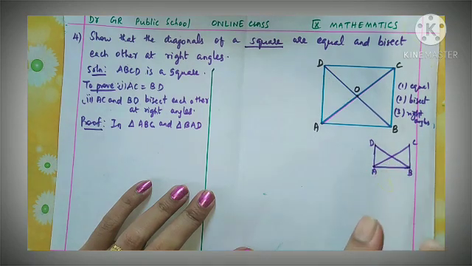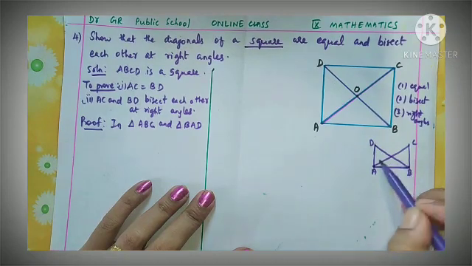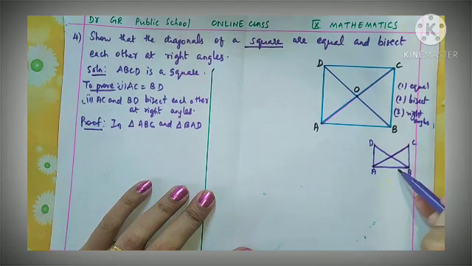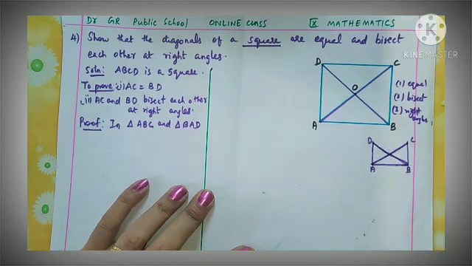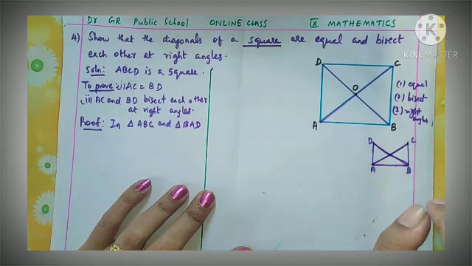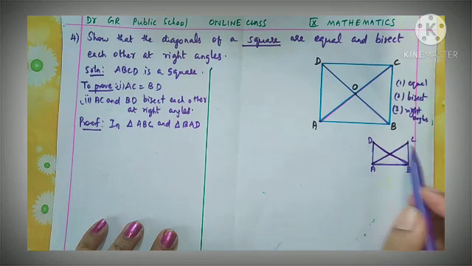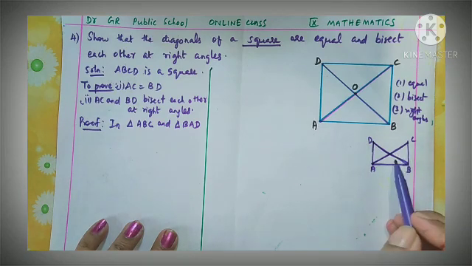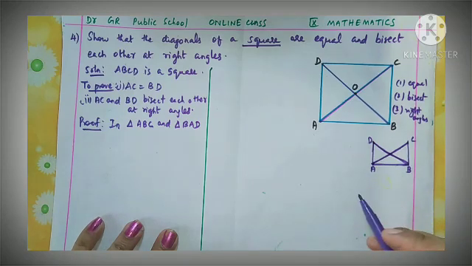What is our aim? First we want to prove the diagonals are equal. Here you see AC and BD are the diagonals, and in these two triangles that we have taken now, AC is the side of this triangle and BD is the side of this triangle. So if you prove these two triangles are congruent, then easily we can say AC is equal to BD. So that we will get the first answer. Our aim is to prove these two triangles are congruent. Can you say what are the corresponding parts that are equal in these two triangles?